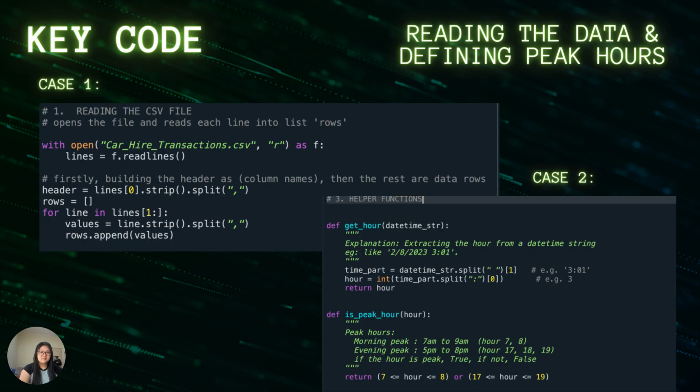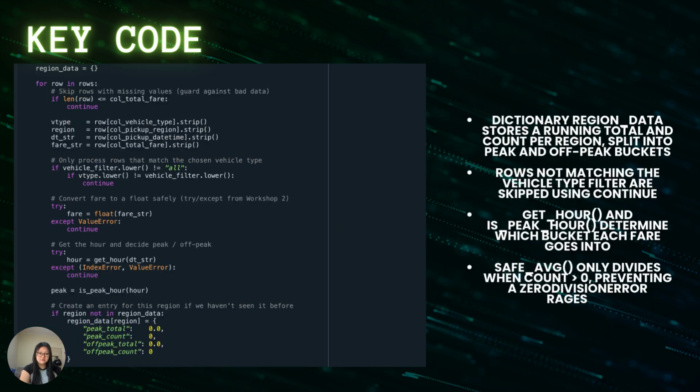So in the case of some key parts of my code, for case 1, reading the CSV file, I ensured that the CSV is read by using only the built-in open() and readlines(). And over here in case 2, it shows how each line is split by a comma to produce a list of field values. get_hour() will extract the hour by splitting the datetime string on the space. And then is_peak_hour() will return true, for example, if the hour does fall in the peak time of 7 to 8 am or 5 to 8 pm, it will return true, or if not, it will return false.